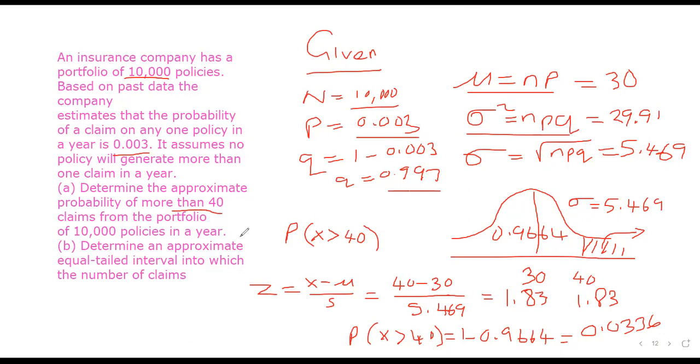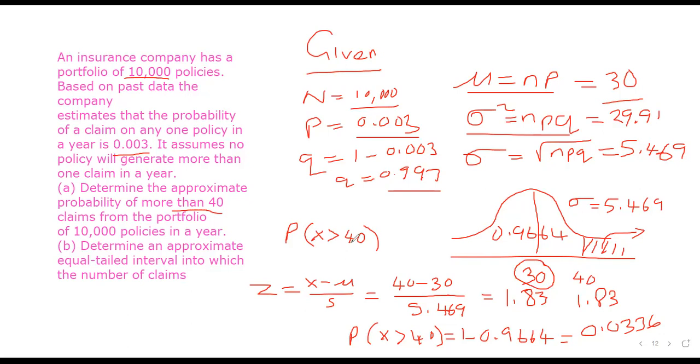So after establishing that, we're being asked, what is the approximate probability of more than 40 claims? To start with, we find our mean to approximate this with the binomial normal. So n times p, we're going to get 30. This is our mean, which is 30. That's how we got the 30. So the question is, what's the probability of more than 40? So x is greater than 40.